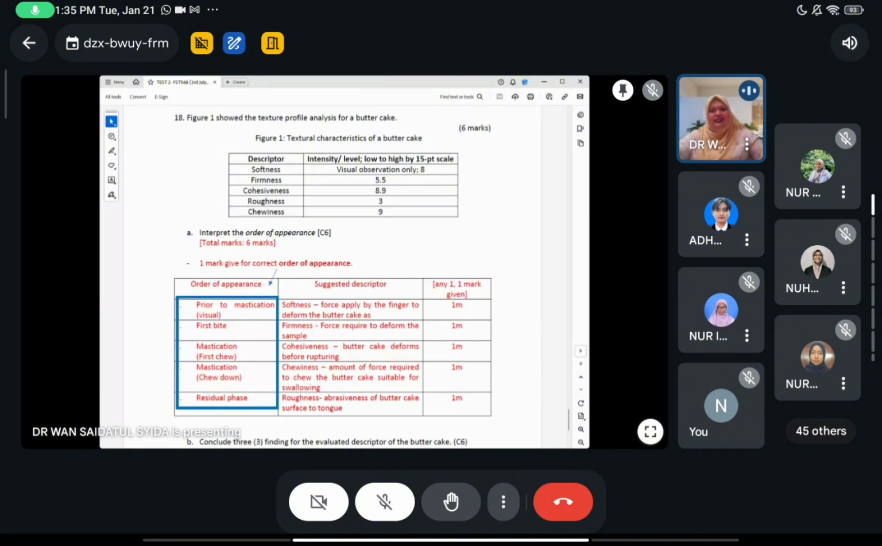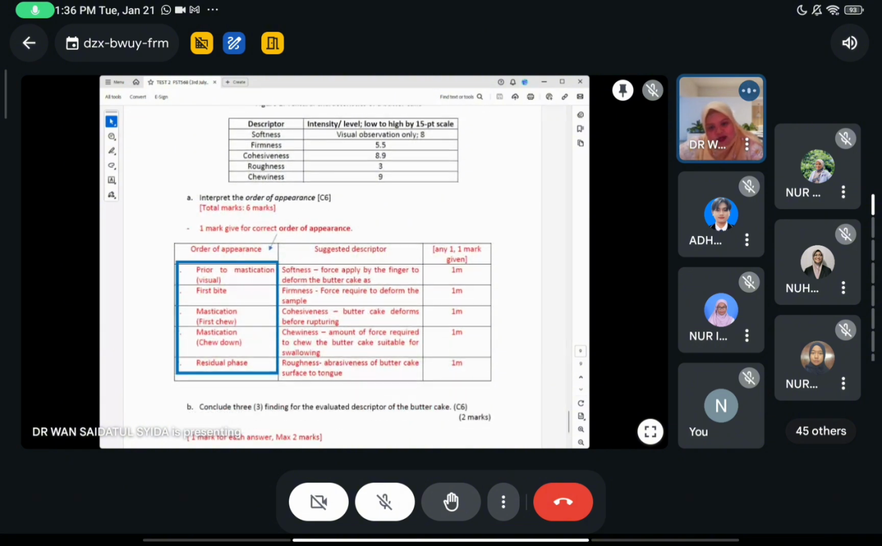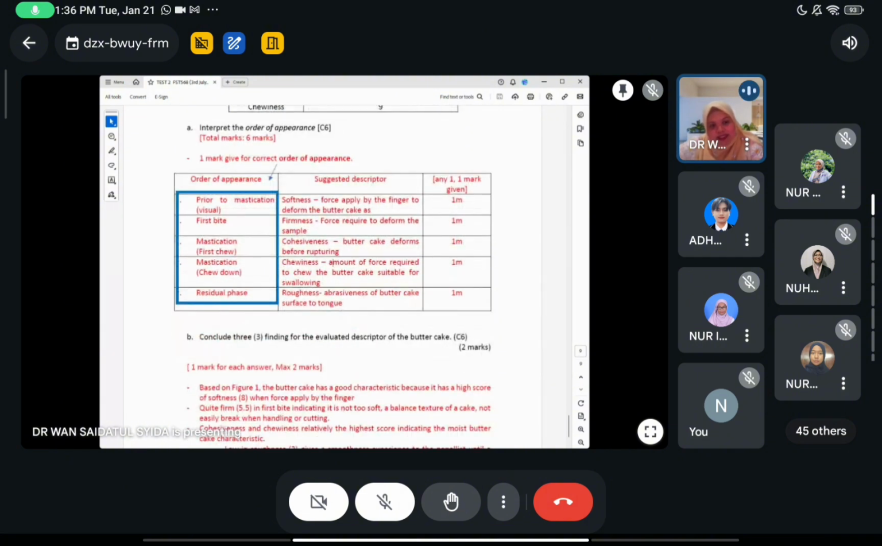And then the descriptor. When we are dealing with QDA or descriptive analysis, you need to have these descriptors. So what is the descriptor? The descriptor is the one that you can see, or you can take from the definition inside your notes. So that's it, you got six marks. And that is for butter cakes.